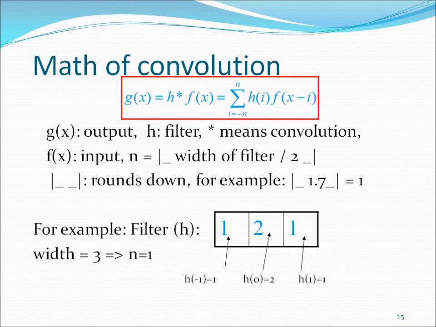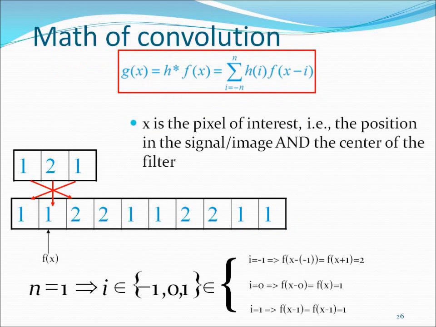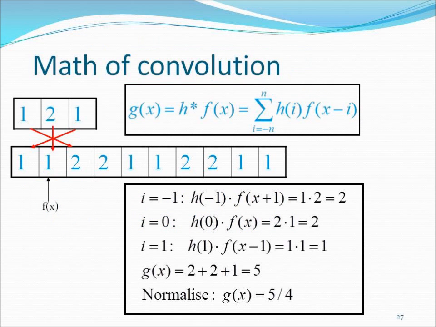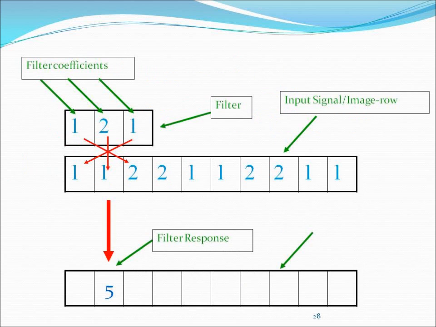Now suppose we have a filter of width 3 in 1D. If x is the pixel of our interest, which is the position in the signal and the center of the filter, through the visualization we can understand how the convolution operates. The multiplication between the filter coefficients and the input signal is shown. 1 multiplied by 2 plus 2 multiplied by 1 plus 1 multiplied by 1 is equal to 5. This is the filter response.